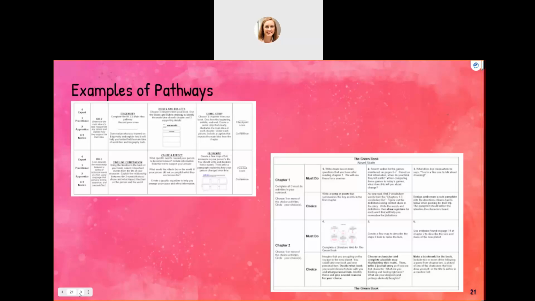On the second example here, the green book, they're going through it as they go through the chapters. So you'll see for chapter 1, they've got 3 must-dos, and then they have some choice activities. In this one, they're having to complete all the must-do activities and then 1 of the choice activities. And then when they move to chapter 2, they choose 1 or more of the choice activities, but they still have their must-dos. These are ones that they can do fairly easily, so they would have more time to do the choice activities. And so this one also covers the life of the book, and it builds as the chapters are read.